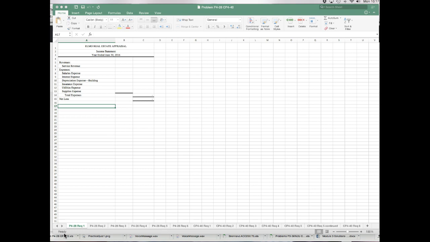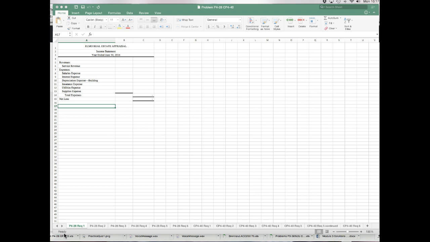In P4-28, in the textbook, we're given the adjusted trial balance. So again, we've done the adjusting entries, and now we have an adjusted trial balance as opposed to an unadjusted trial balance, which is before the adjusting entries. But in this case, we've done the adjusting entries, and we now have an adjusted trial balance. And really all you're doing is pulling the numbers from the adjusted trial balance over to these statements.